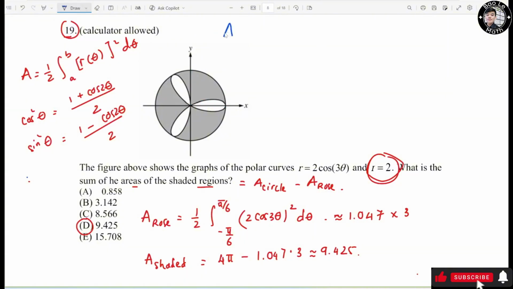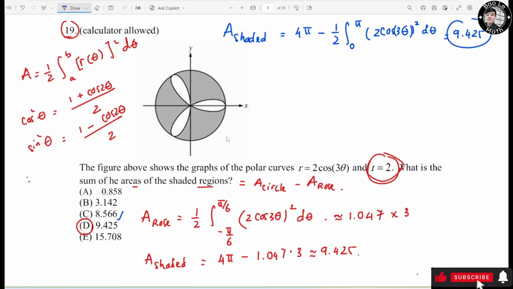So the area of the shaded region equals the area of the circle, which is 4 pi, subtract the area of the rose right here. It's going to be 1/2 the integral from 0 to pi of 2 cosine 3 theta altogether squared d theta. We don't need to multiply by 3 because you already calculated the whole thing, right? So the answer is still 9.425. You can check with the calculator, right?